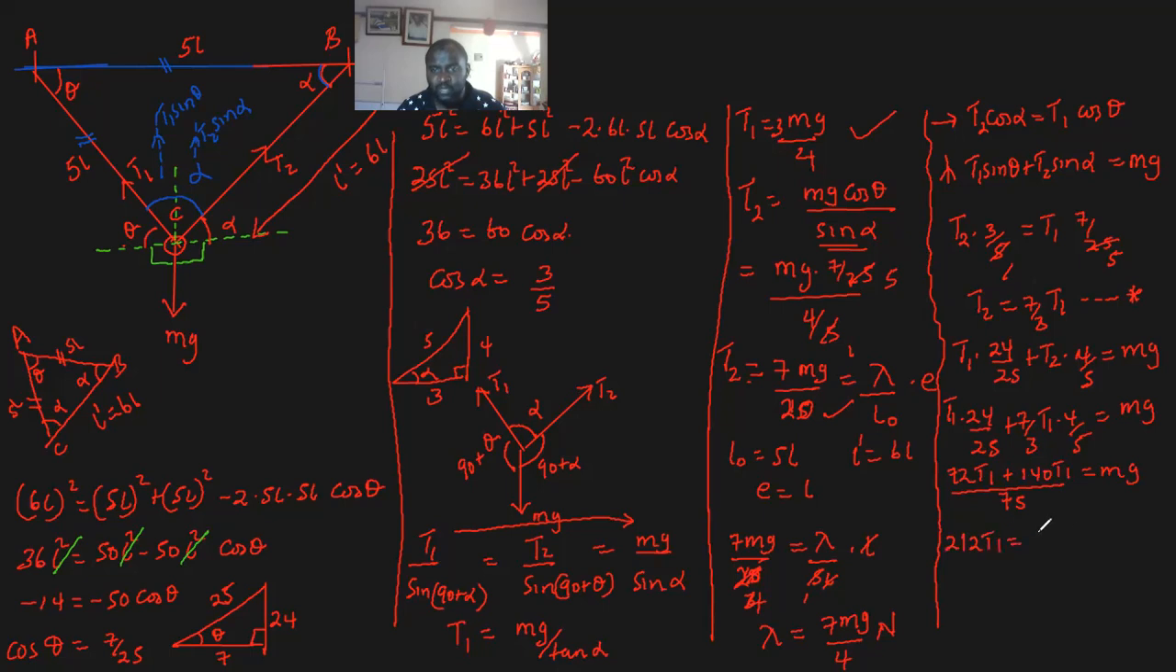T1 is equal to 75 mg. So T1 will give us, something is wrong. Should give us 75 mg out of 212.